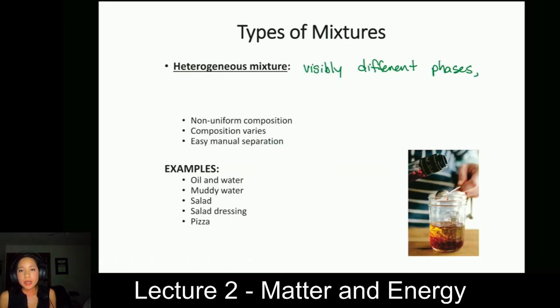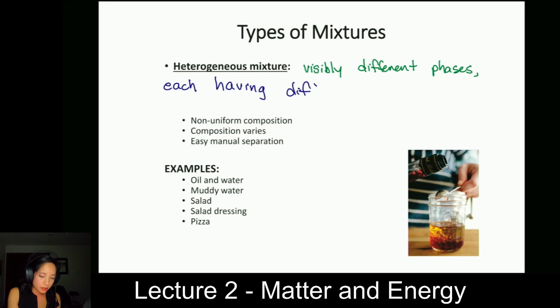Our next type of mixture is a heterogeneous mixture. So if you remember from the homogeneous mixture, it's uniform throughout. So a heterogeneous mixture is actually not uniform throughout. So in a heterogeneous mixture, you see visibly different phases in the mixture, and each phase has different properties.